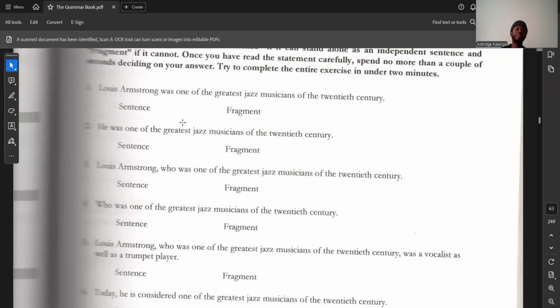So number 2: He was one of the greatest jazz musicians of the 20th century. Sentence or fragment? It's a sentence. Okay, Winter came in this time and said, I'm not doing peer pressure, I'll try. I'm gonna go first. Okay, Louis. It's definitely a sentence. Nice.